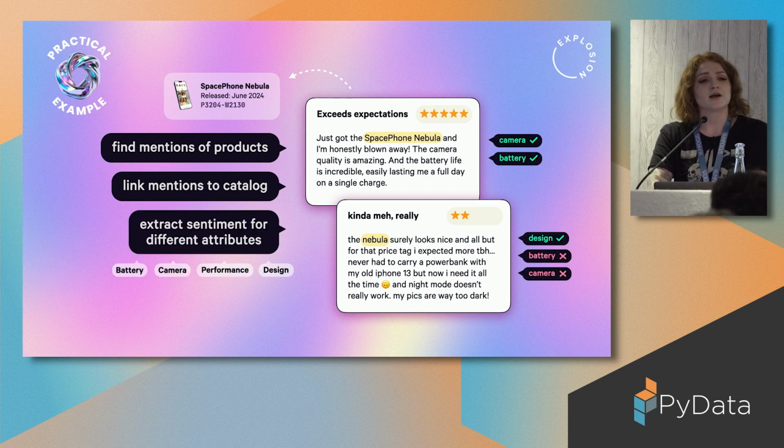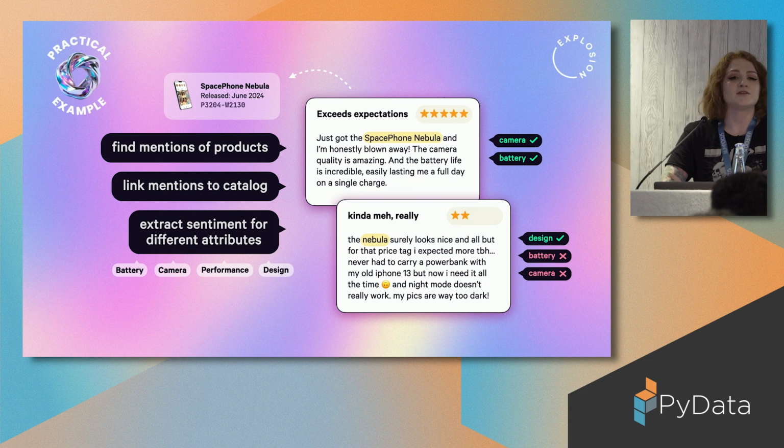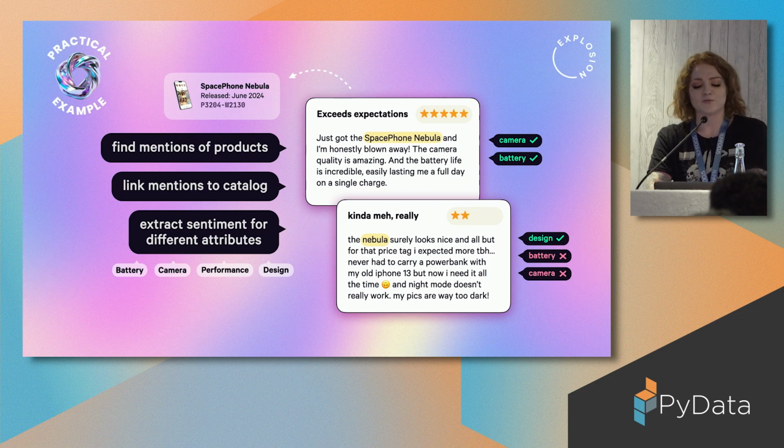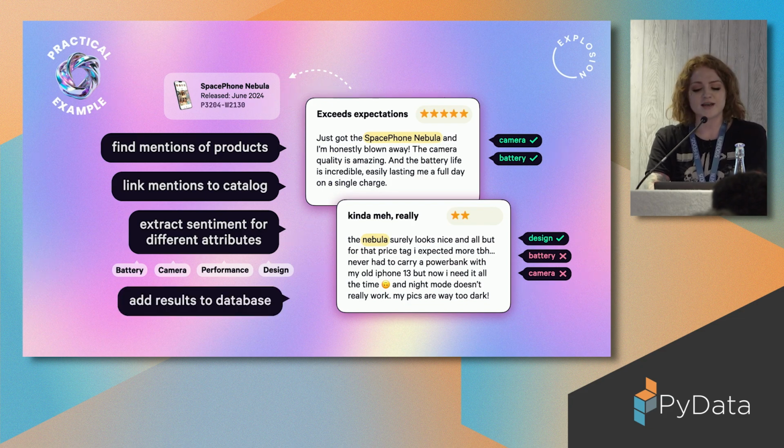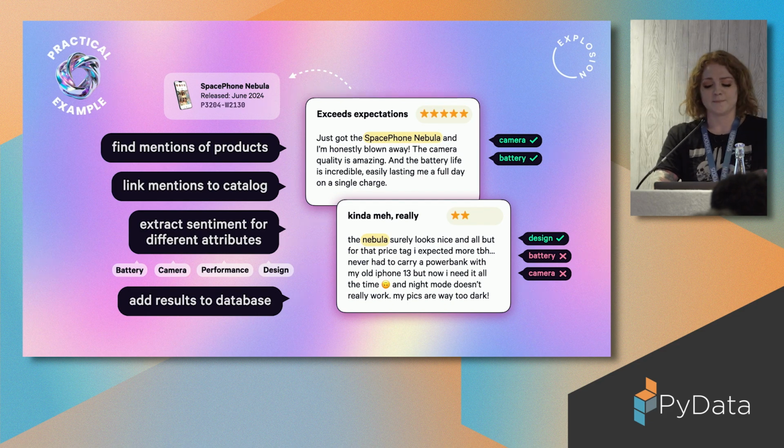And you also want to extract the sentiment for different attributes that you've come up with, like battery, camera, and so on. That's often referred to as aspect-oriented sentiment analysis. And then once you have that, you want to add these results to a database and update your catalog. As you can see, some of them are actually pretty straightforward. Like, the battery life is incredible. You barely need machine learning for that. That's easy.